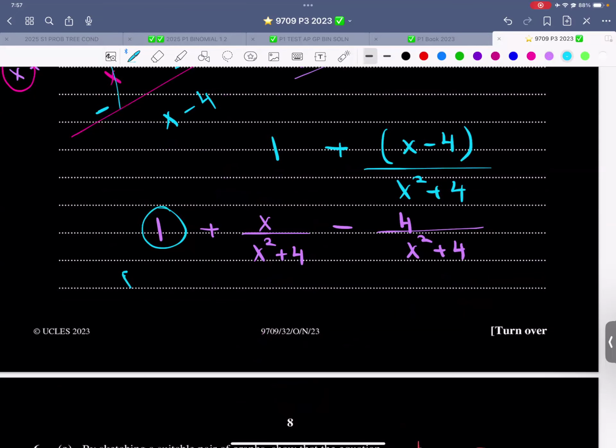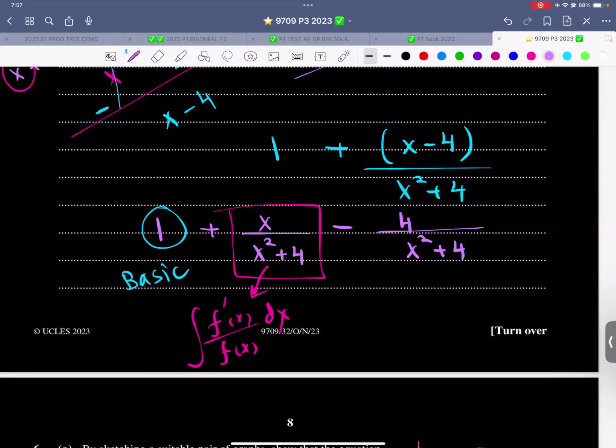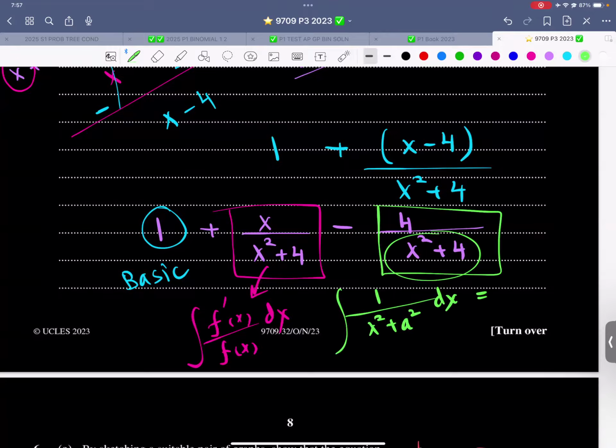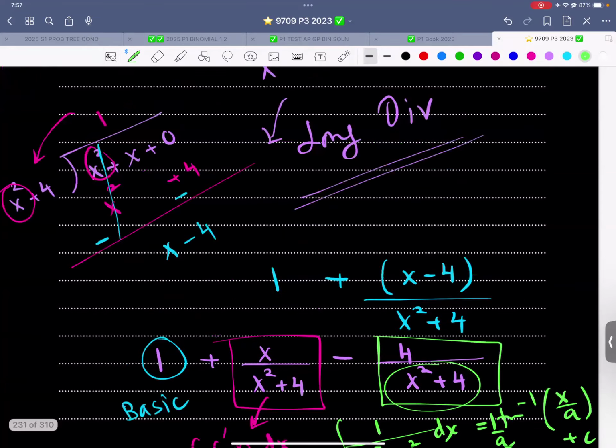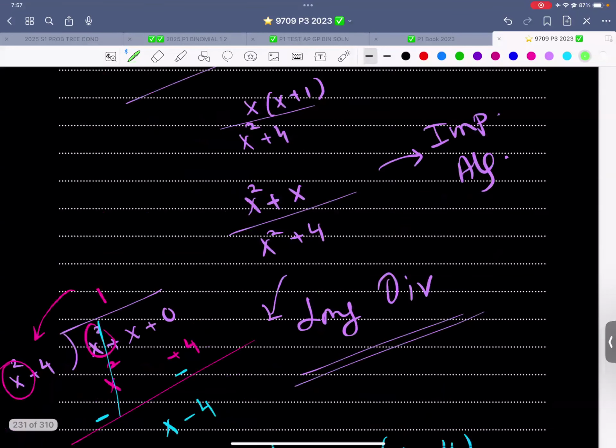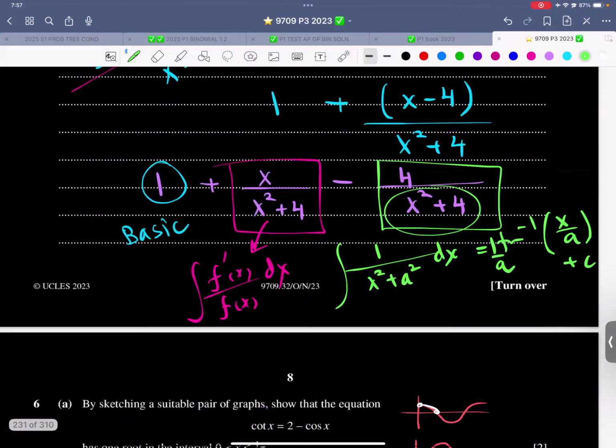This is basic integration. This integration after adjustment, it's of the form f prime x over f x if the numerator is derivative of denominator. And what about this last one? This last one over here, this is of the form 1 over x squared plus a squared dx. That integral will be tan inverse x over a plus c, and don't forget 1 over a. So 3 different kinds in one particular question, but first it's long division and then simplification.